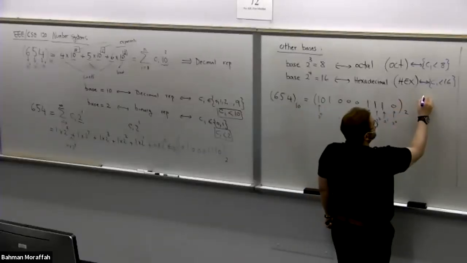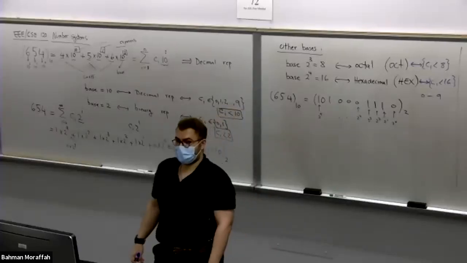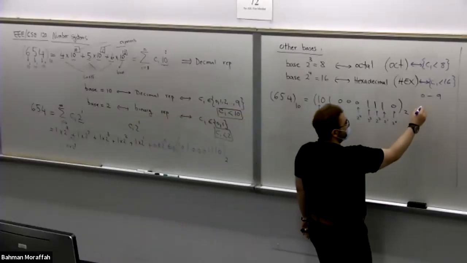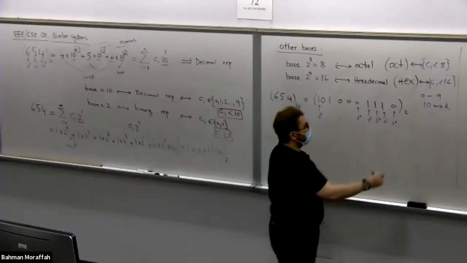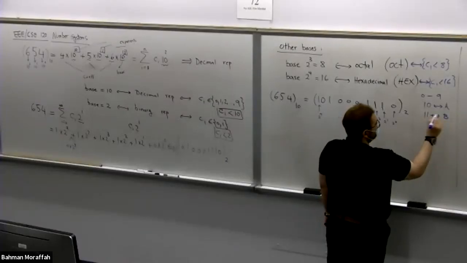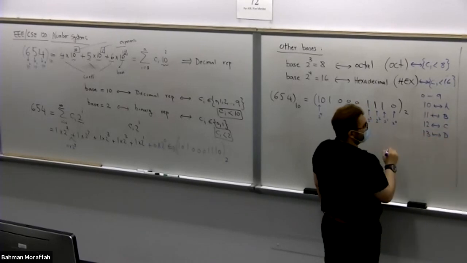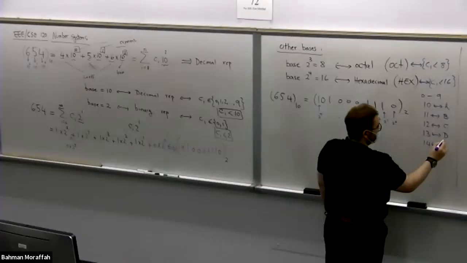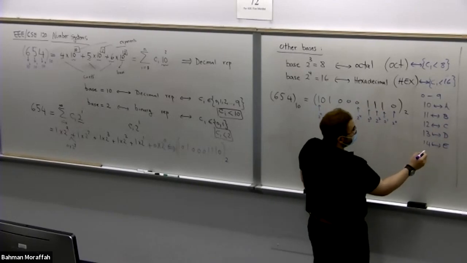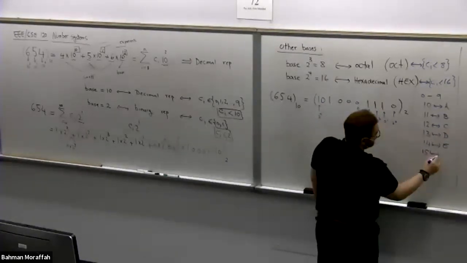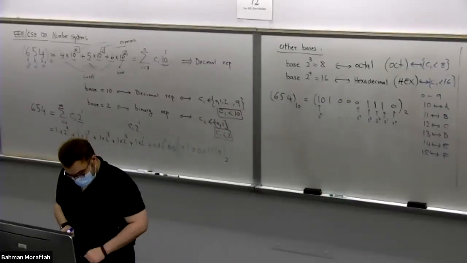If this coefficient is 0 to 9, then we're going to have 0 to 9, right? But as soon as we have 10, then 10 corresponds to A. 11 corresponds to B. 12 corresponds to C. 13 corresponds to D. 14 corresponds to E. And 15 corresponds to F.